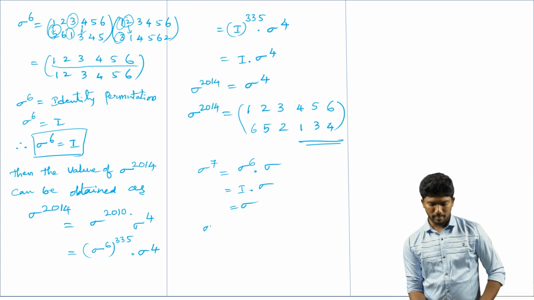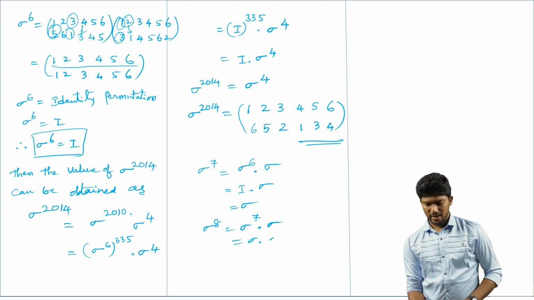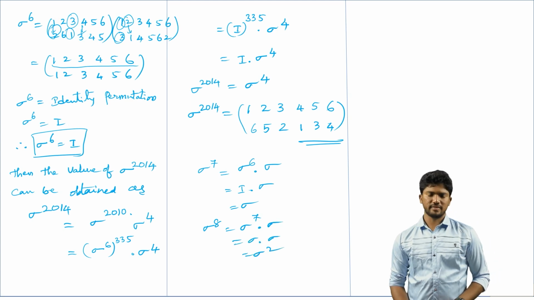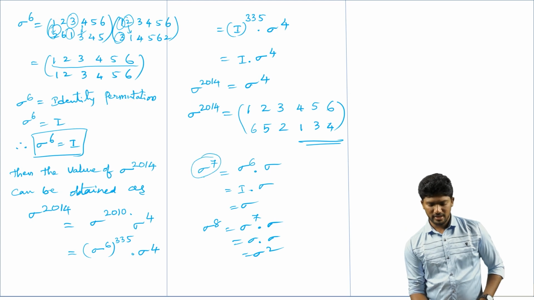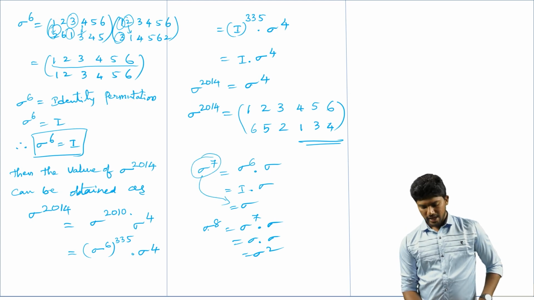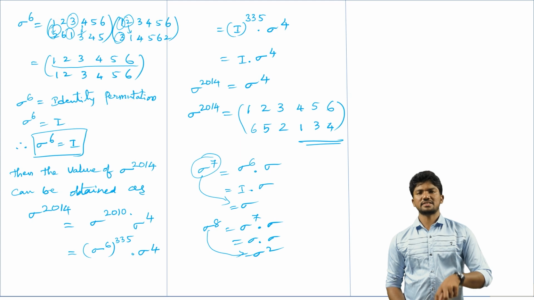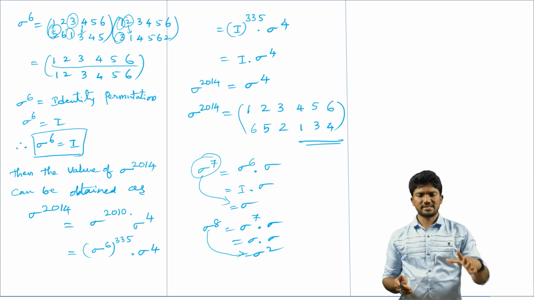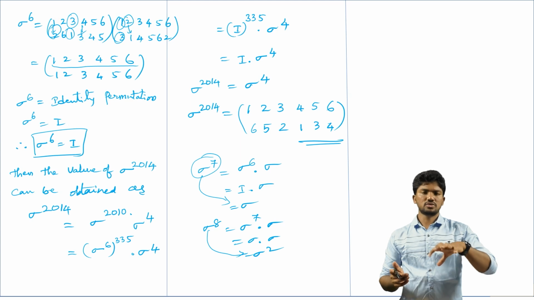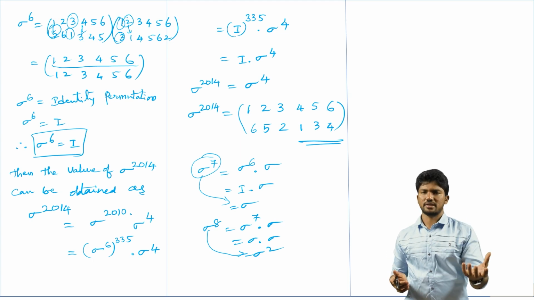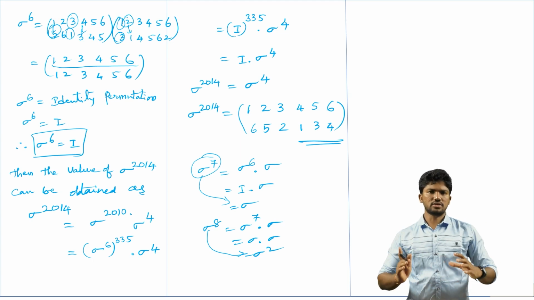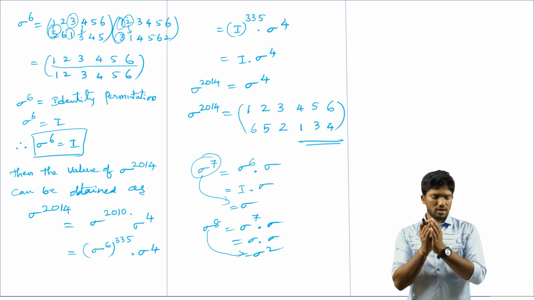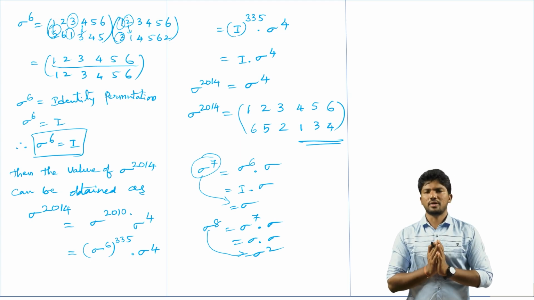If you go to sigma power 8, it is sigma power 7 into sigma. What is sigma power 7? Sigma into sigma. Again you will get sigma square. That means sigma power 7 gives the sigma value and sigma power 8 gives the sigma square value. The same previous permutations that we found, sigma square, sigma cube, sigma power 4, will repeat again. Therefore we have to terminate the process after getting the identity permutation.